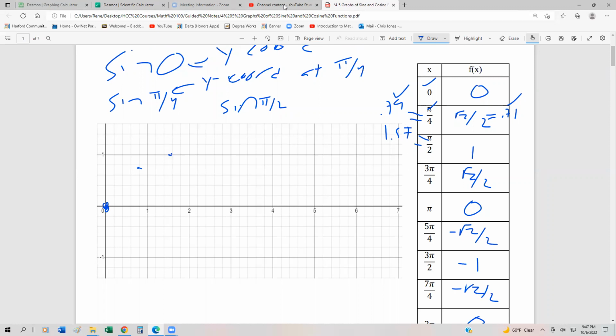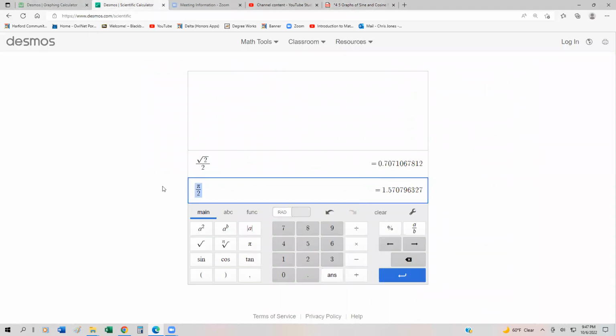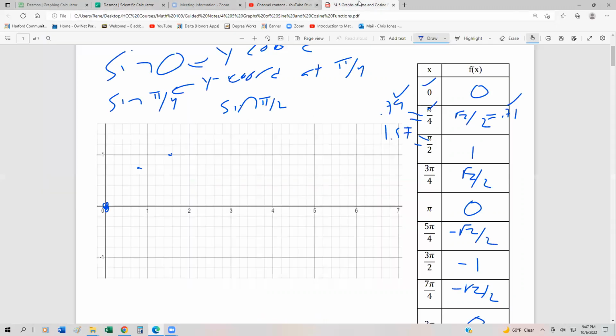Okay, and this one was 1.57, so I need 3 pi fourths. So 3 pi over 4 is about 2.36. And remember, this is about 0.71. So we go to 2.36, which is right about here, and then root 2 over 2. So maybe right about here.